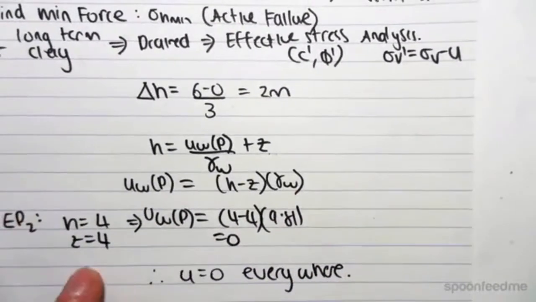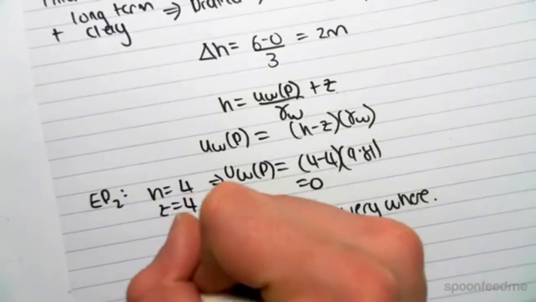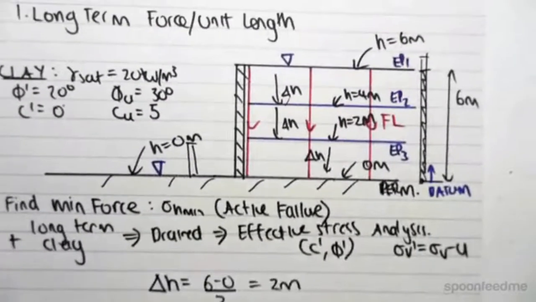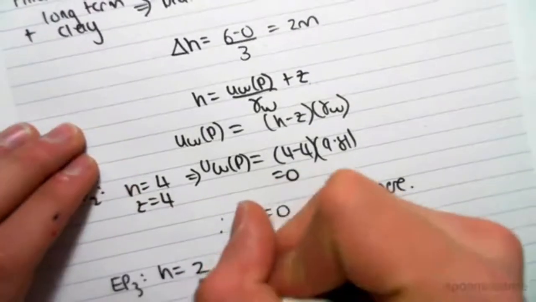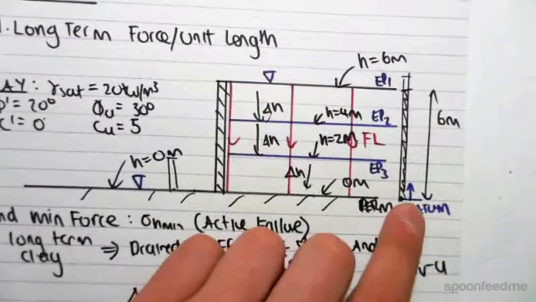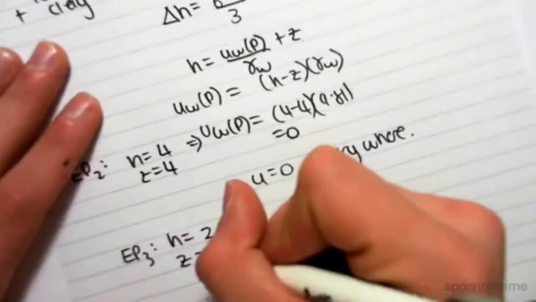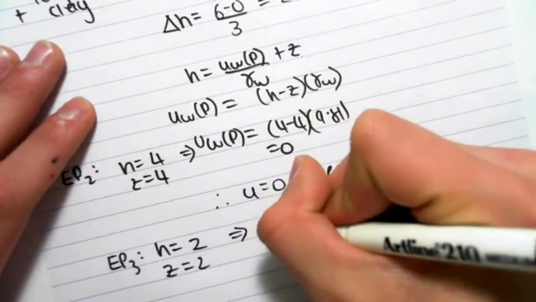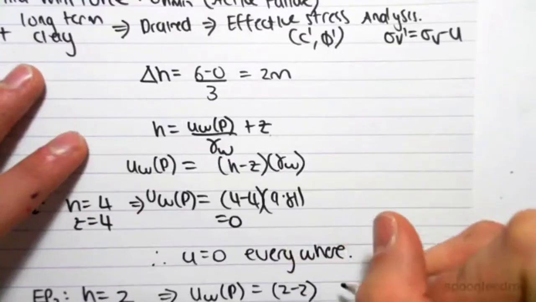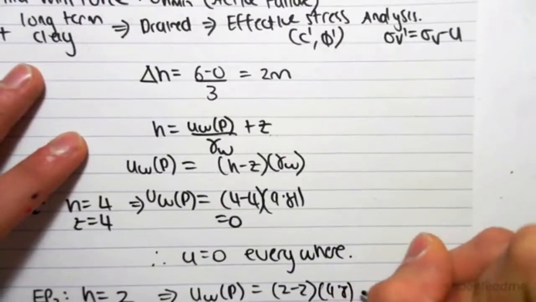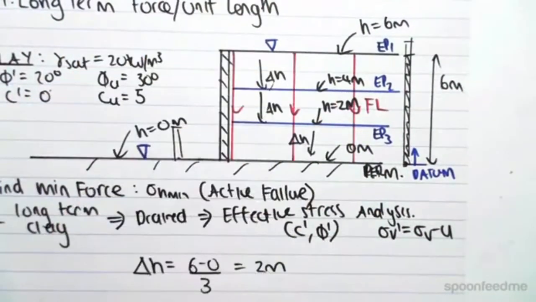So the pore water pressure is 0 everywhere. You can do this for EP3 as well. So if we just quickly did this, EP3, the head value of EP3, so EP3 is here, we found the head to be 2 meters. The Z value, so above our datum, is 1/3 of 6, which is 2 meters. So Z equals 2, which means that our pore water pressure similarly will be 2 minus 2 outside of 9.81, which is 0. So we have 0 pore water pressure throughout our system.